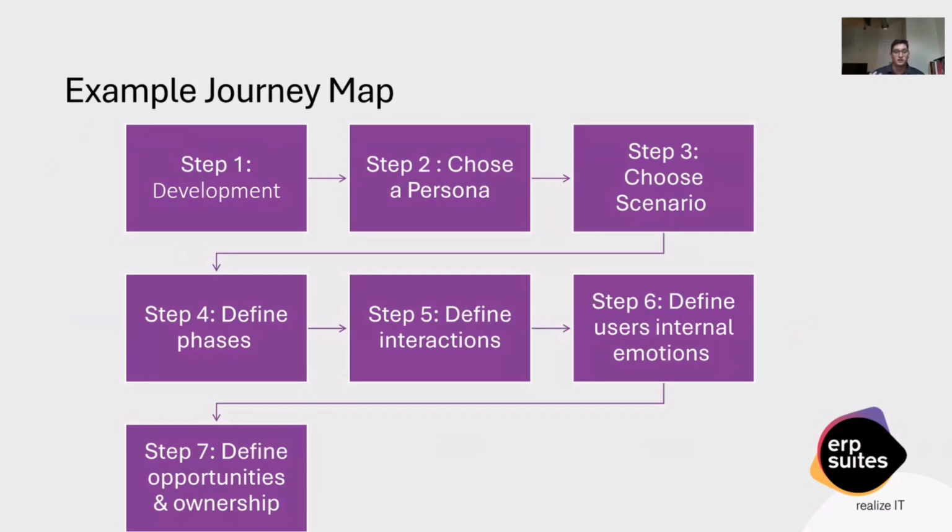So I'm going to move forward here, and this is where we're going to walk through these steps, right? So the example journey mapping steps. First of all, you just need to develop a journey map, right? Just an outline, which I have an example on the next slide, and I'll show you what that looks like. The second step is choosing a persona.